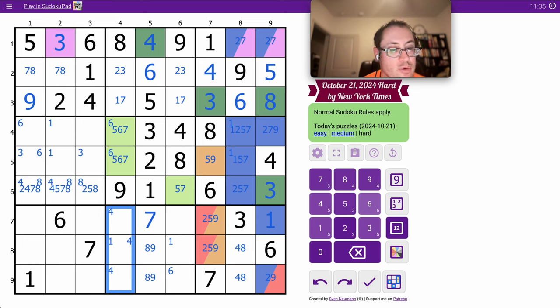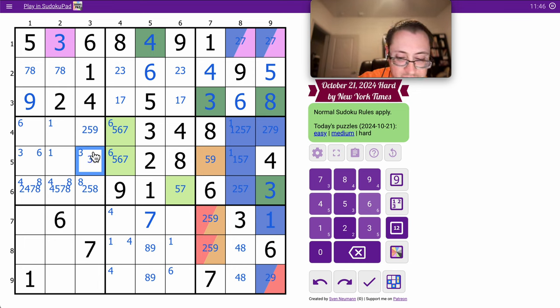Column 3 has 1, 4, 6, and 7. I need 2, 3, 5, 8, 9. I'll need 3 of them. That can be 3 of them. This can be 4 of them. I think this can be 5, can it?